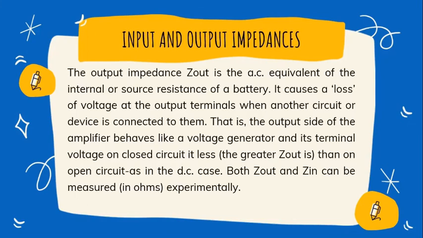The output impedance Zout is the AC equivalent of the internal or source resistance of the battery. It causes a loss of voltage at the output terminals when another circuit or device is connected to them. The output side of the amplifier behaves like a voltage generator, and its terminal voltage on closed circuit is less, the greater the Zout is. And on open circuit, as in the DC case, both Zout and Zin can be measured in ohms experimentally. Next.